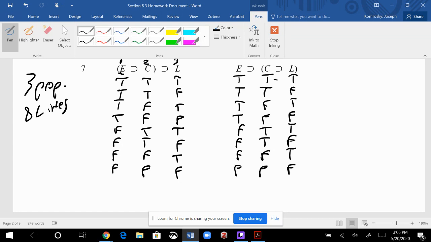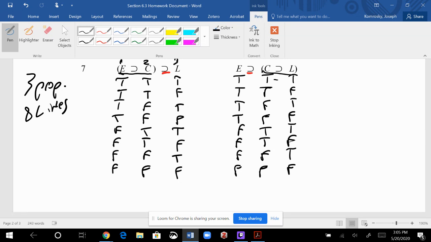So first thing we're going to do is solve for this operator first, because that's our main operator. And then over here, that's our main operator. So over here, we'd solve for this first. Okay, so I'm going to fly through this. I'm just going to start solving for the first horseshoe.